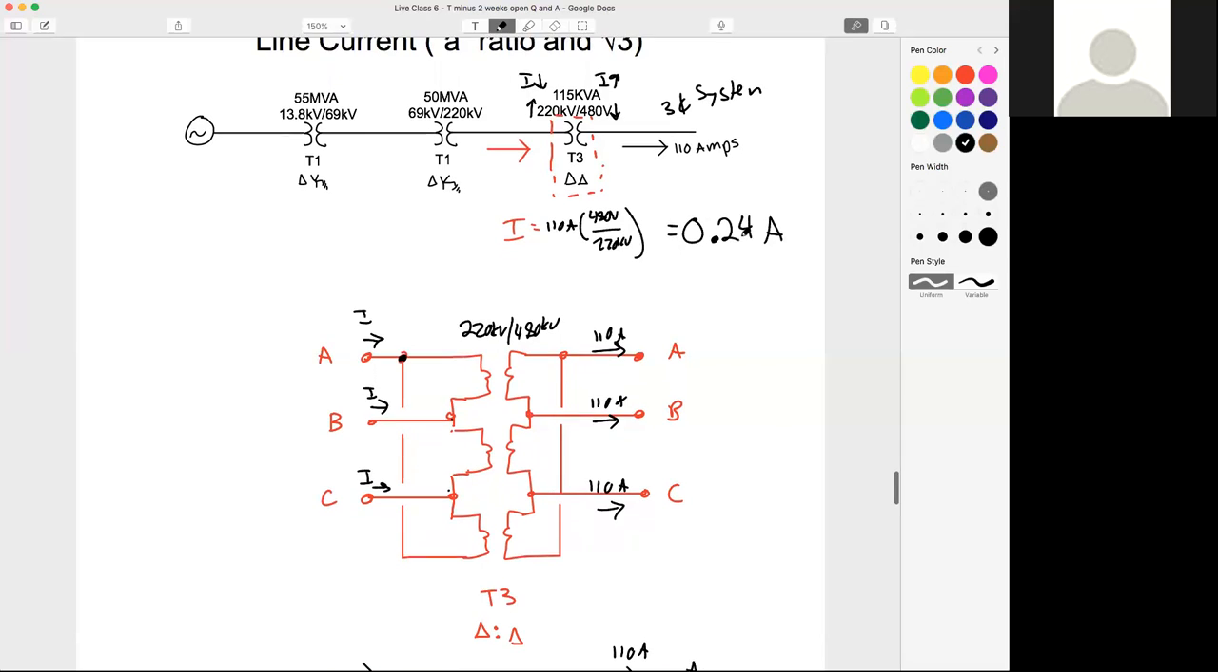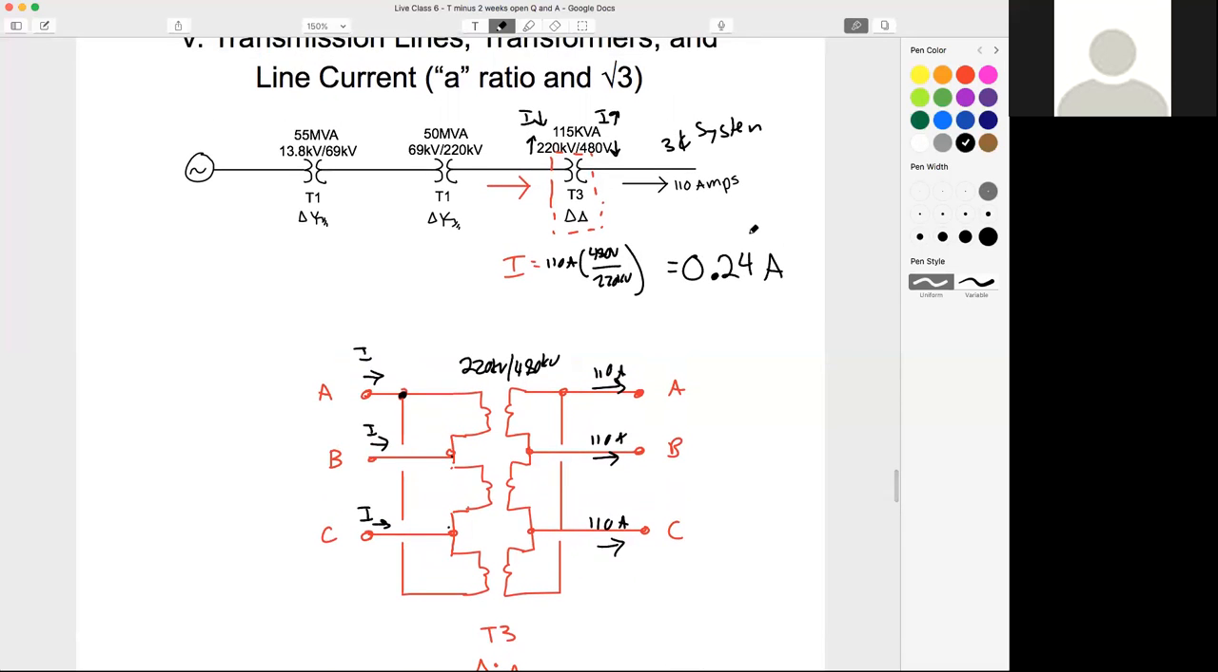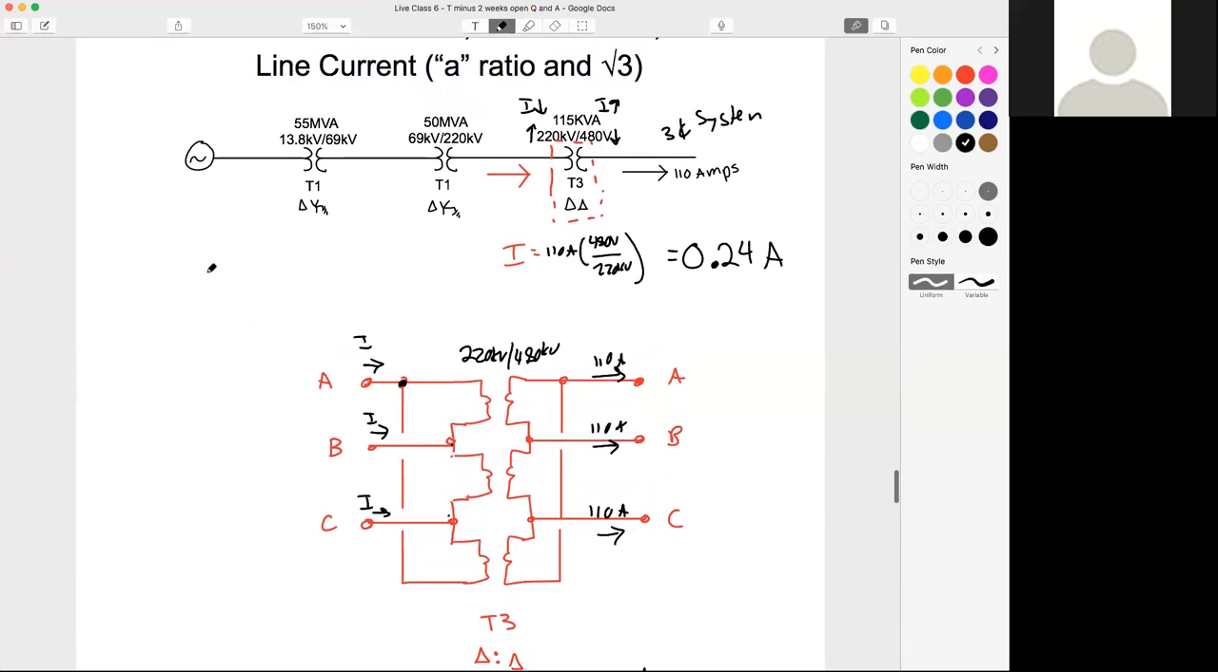All right, any questions here? Does anyone have any questions? This is one of those areas where the math is simple, but that tricky square root of 3 comes up and we get so comfortable with using it for three-phase that we want to make sure we don't use it on accident.